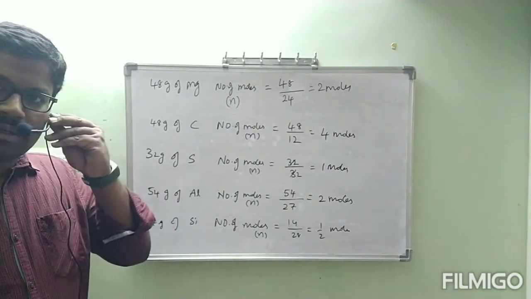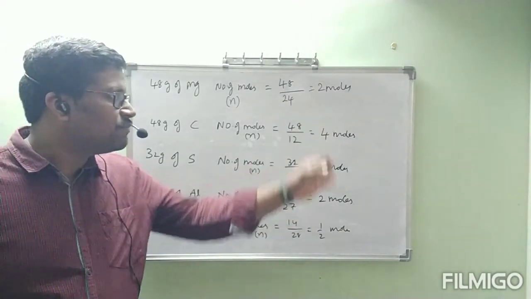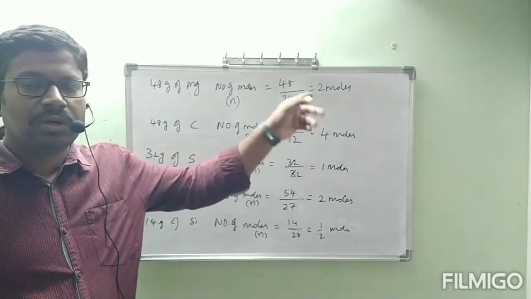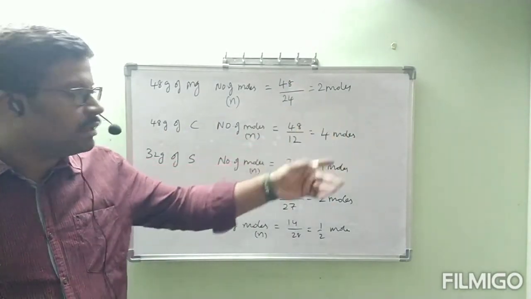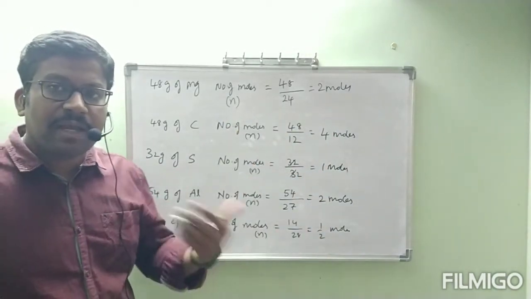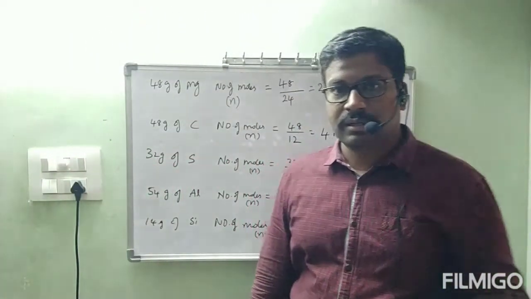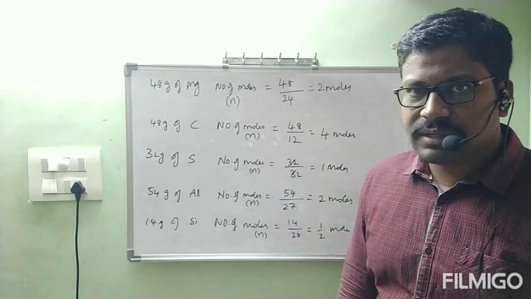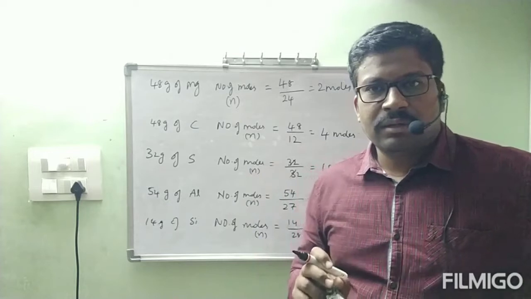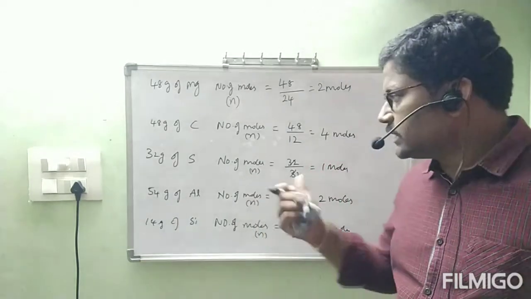Half mole means half into 6.023 into 10 power 23. 2 moles means 2 into 6.023 into 10 power 23. Wherever we have mole, just keep 6.023 into 10 power 23. 2 moles, 2 into 6.023 into 10 power 23. 4 moles, 4 into 6.023 into 10 power 23. Like that, wherever we have mole, just keep 6.023 into 10 power 23, according to the number of particles you will get. This is about number of moles of element. Now we have to go through number of moles of molecule also. Okay? Let us see.